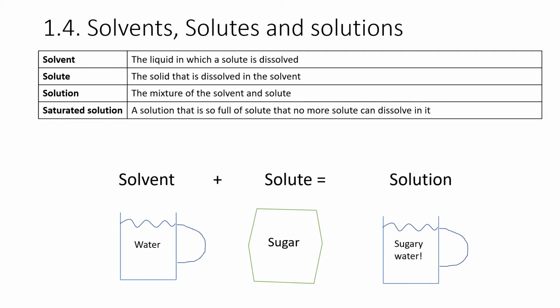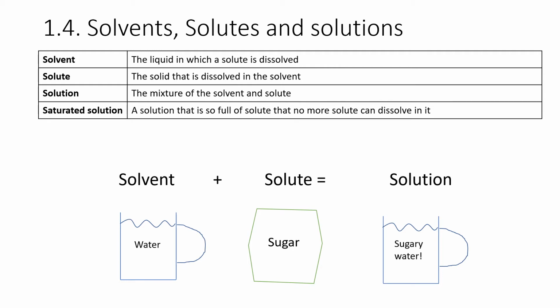So your solvent is the liquid in which a solute is dissolved. So that's your water or your alcohol typically. The solute is the solid that will be dissolved in the solvent. So that's the sugar you put in your tea. And the solution is the mixture of those two things together.